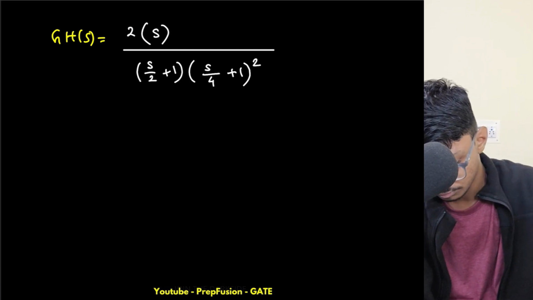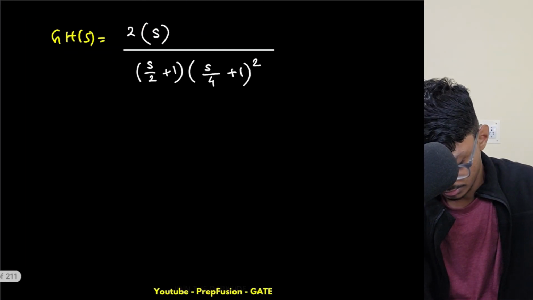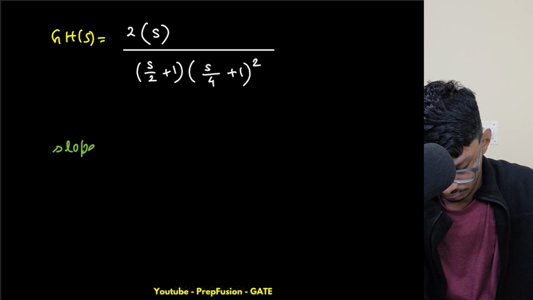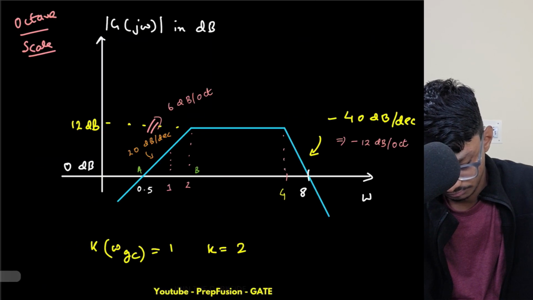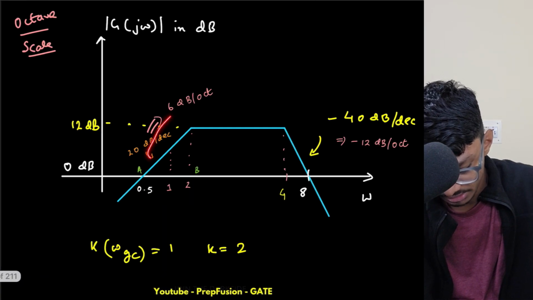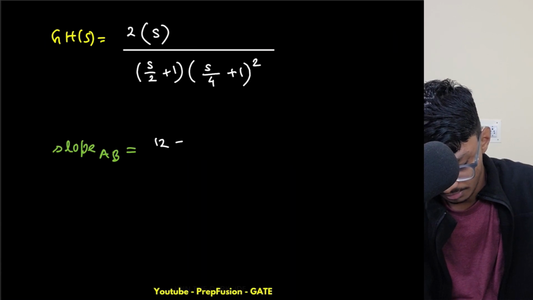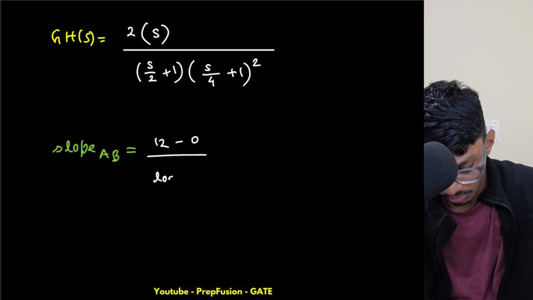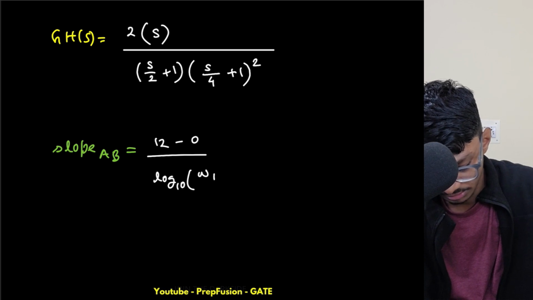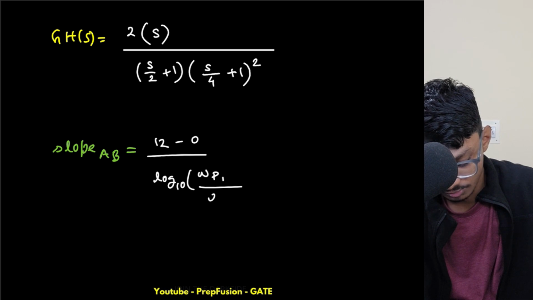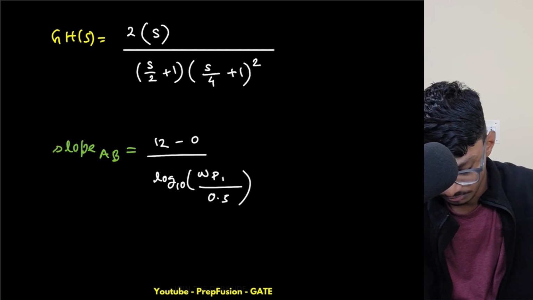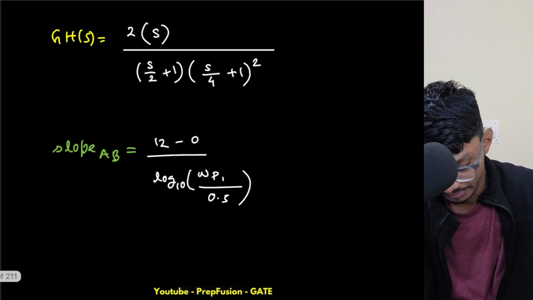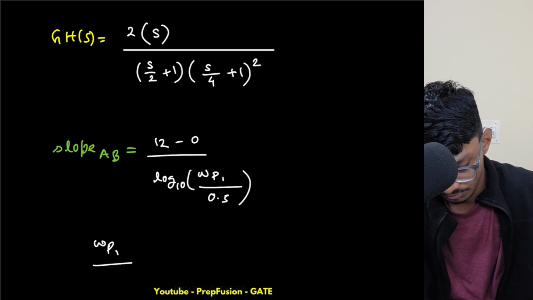So here the slope AB equals YB over log base 10 of omega B. What is YB? YB is 12 dB. So 12 minus 0 by log base 10 of omega P1, the first corner frequency, which I don't know, divided by 0.5. And this is 20 by 2, so omega P1 by 0.5.